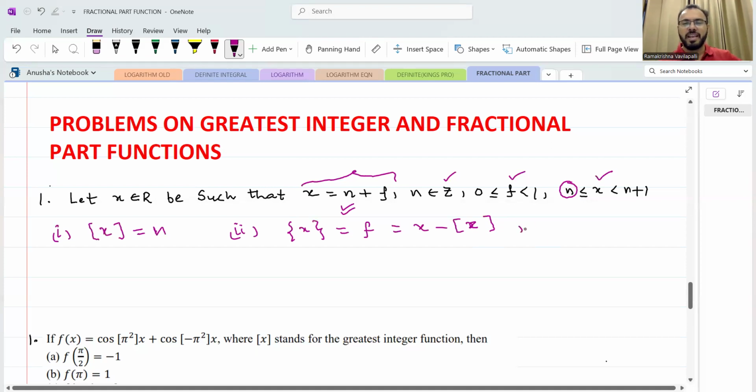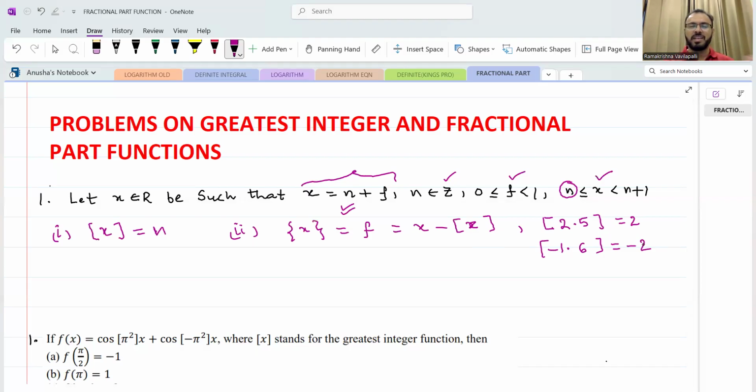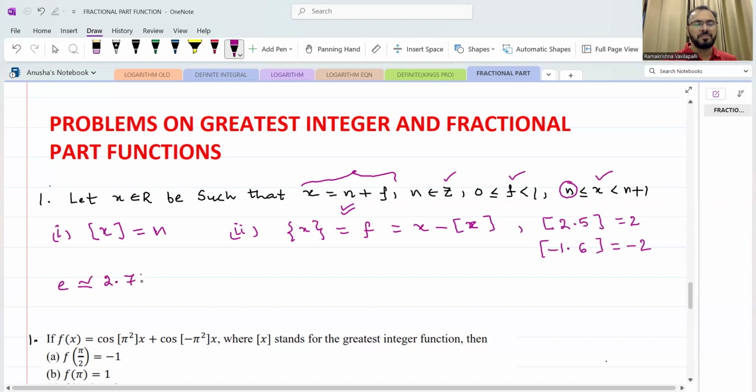Once again, what is integral part of 2.5? Integral part of 2.5 equal to 2. Integral part of minus 1.6 equal to minus 2. Minus 1.6 lies between minus 2 and minus 1. We always consider the left integer. And e value is approximately 2.718. Okay, these are the basics. Pi value is approximately equal to 3.14. All right.